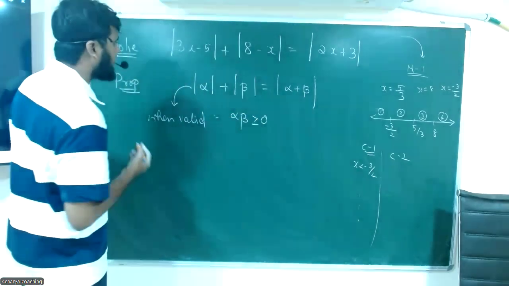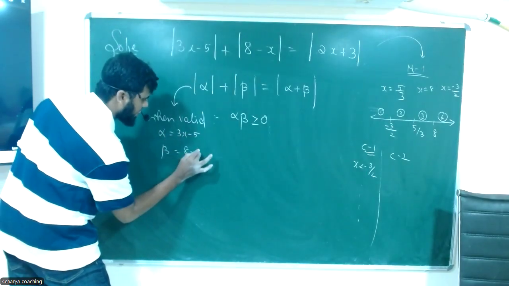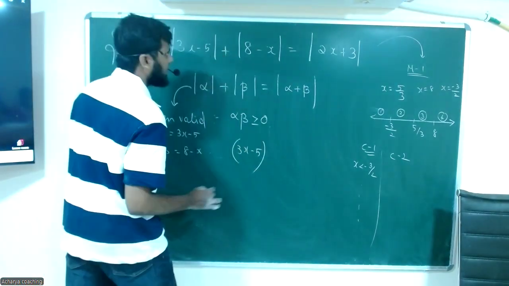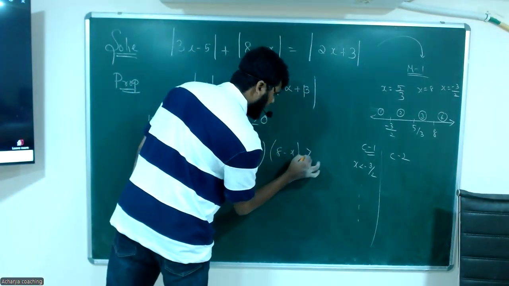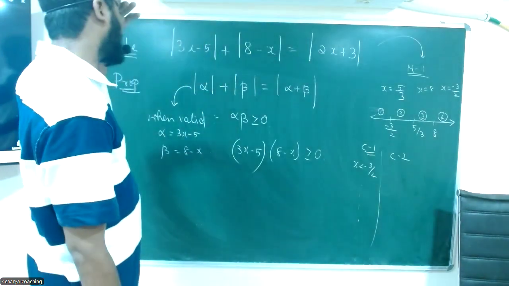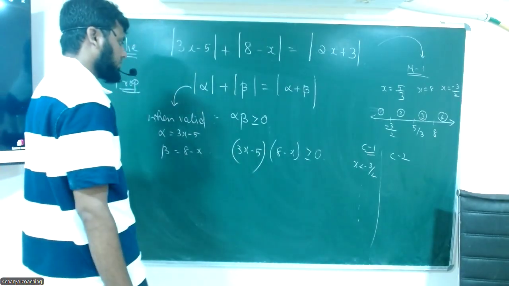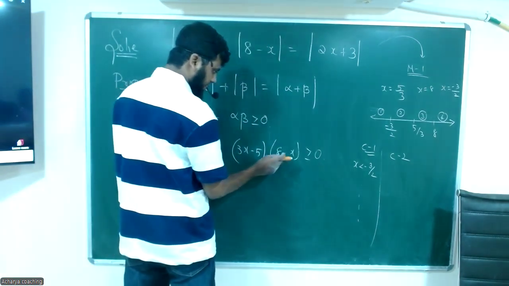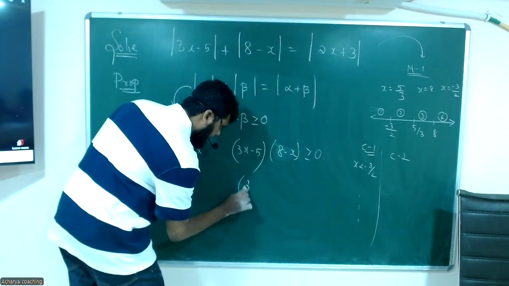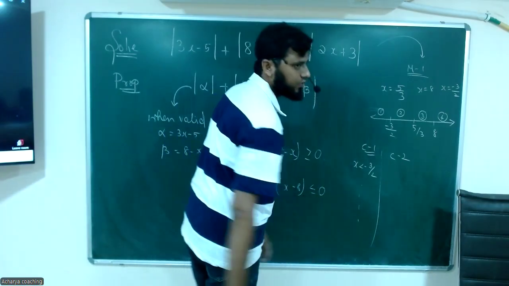What is alpha here? 3x minus 5. What is beta? 8 minus x. So 3x minus 5 into 8 minus x should be greater than or equal to 0. That's all. Clear? So from this, you can just solve. After this, with the wavy curve method, you can multiply with minus sign here. So x minus 8 I can change. So 3x minus 5 times x minus 8 lesser than or equal to 0. Clear?